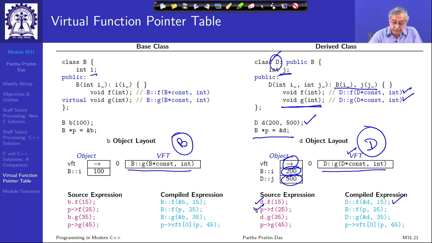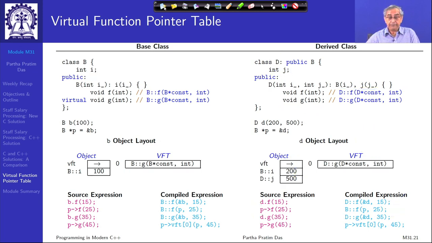If I invoke it with P, since it is non-virtual and the type of P is B, the base type, it will invoke the function for B. If I invoke the virtual function G with the object D dot, it will again do it at compile time. So, it knows it is D, so it is D colon G. All these are absolutely fine.